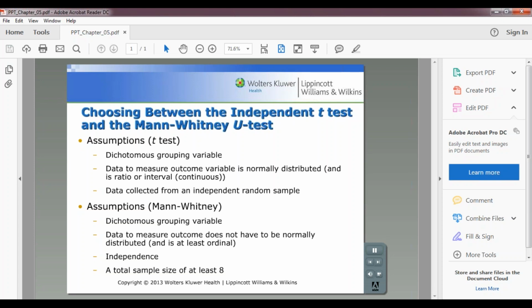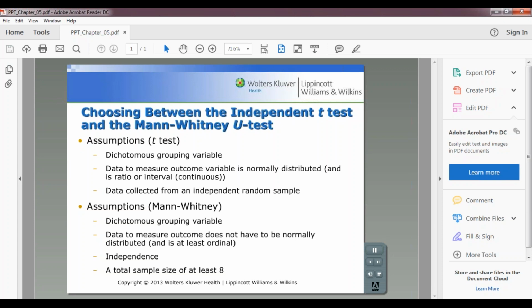Data to measure the outcome variable is normally distributed. It can be a ratio or interval, and oftentimes you see the term continuous in place of this, so not to be confused with that terminology. And the other assumption is of independence. So you always want to assume that the data collected is from an independent random sample.